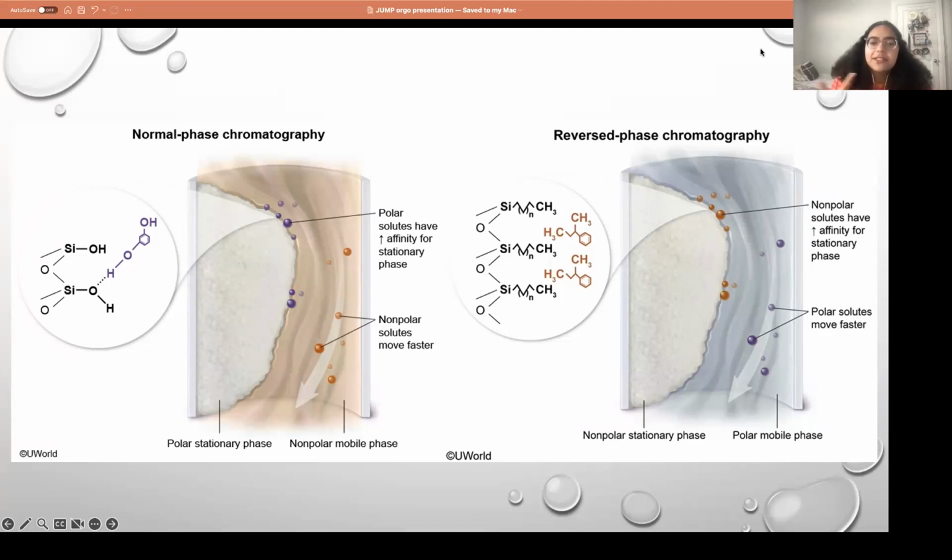And then reverse phase, you're doing the same thing, but you flip it so your stationary phase is non-polar. It's important to note that because they tell you it's reverse phase or normal phase. You need to see whether the thing that moves faster is polar or non-polar. It's going to be the opposite of what your stationary phase is. So be aware of that difference, or else you might get the opposite answer.